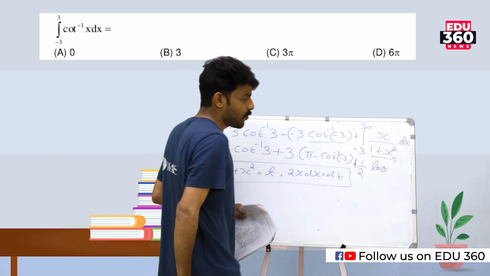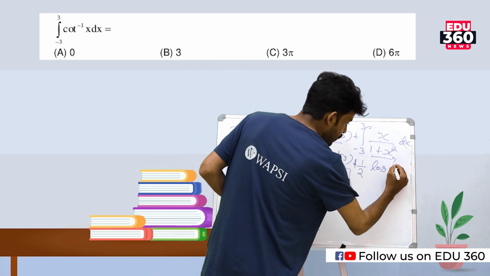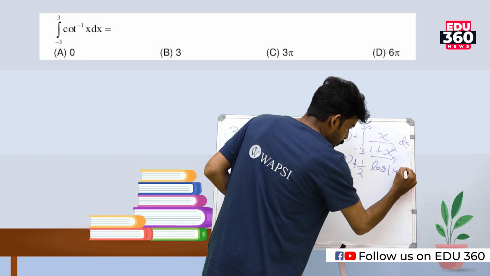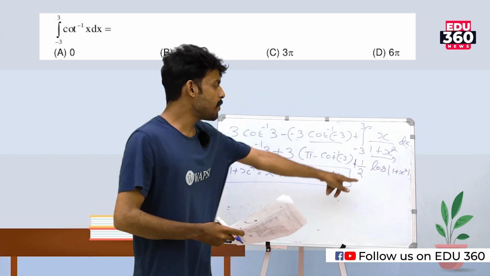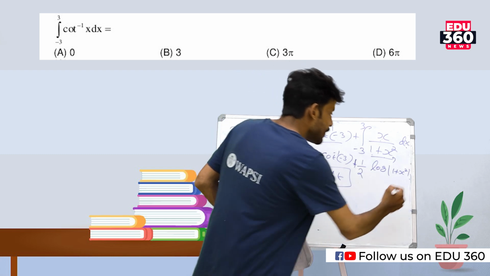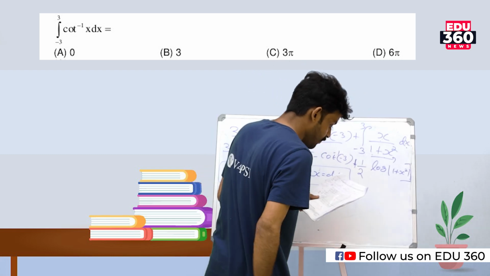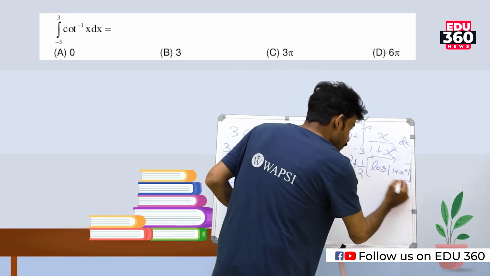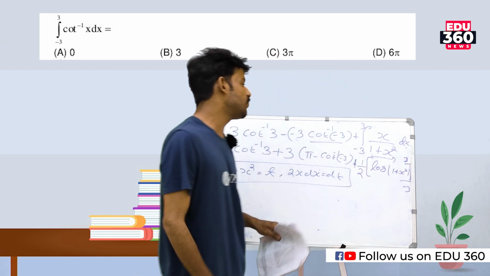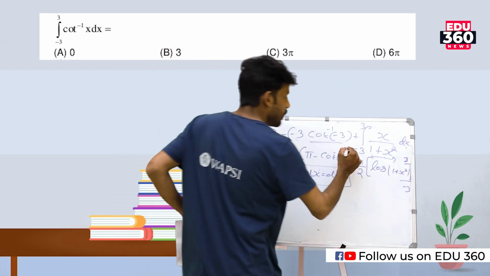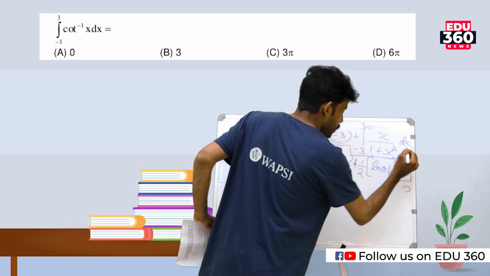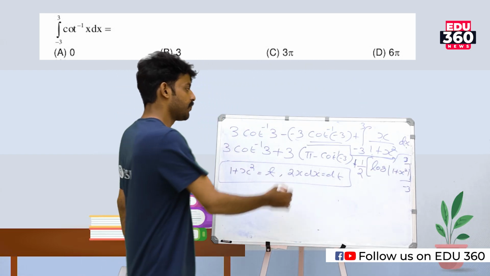We know that 1 plus x square is equal to t. So hereafter we can write 1 by 2 into log 1 plus x square, and after that we can apply the limit here. We can apply the limit, that is minus 3 to 3.